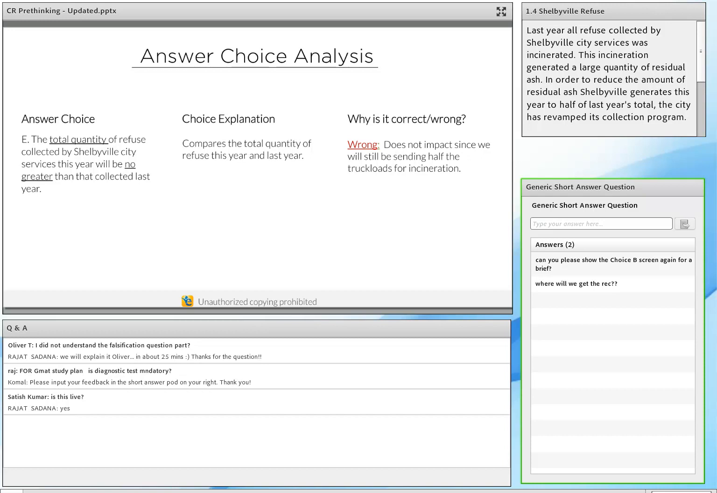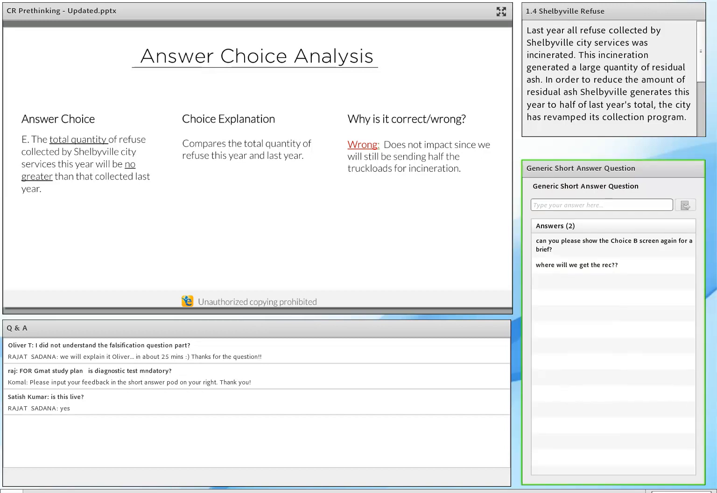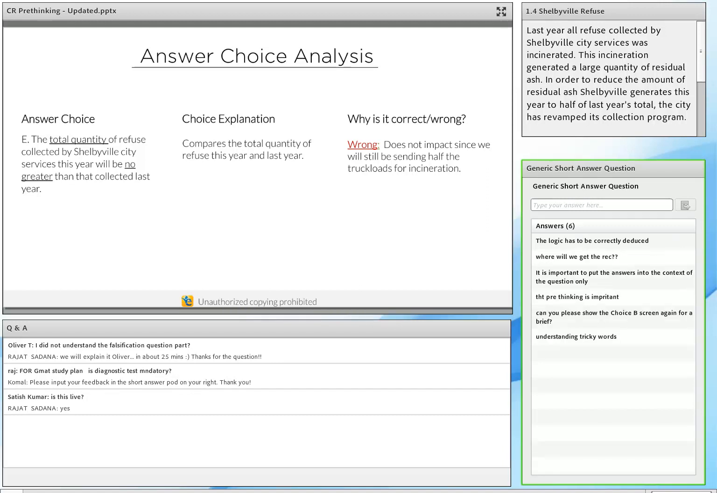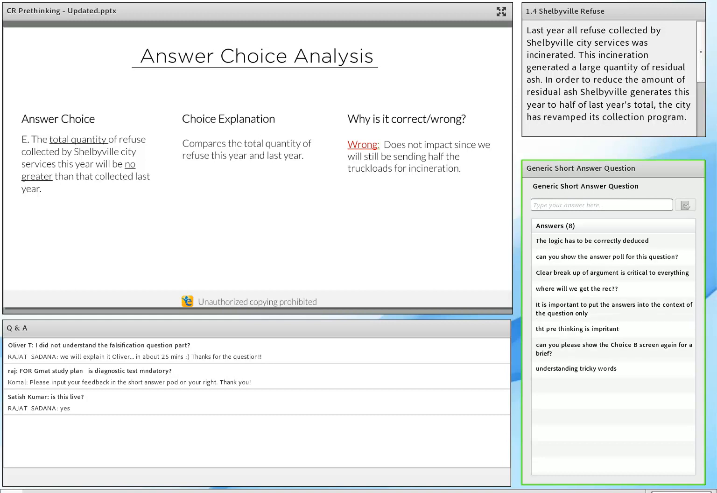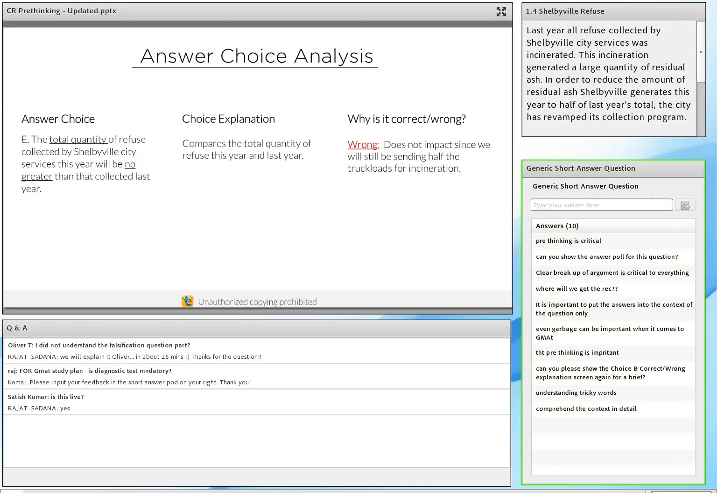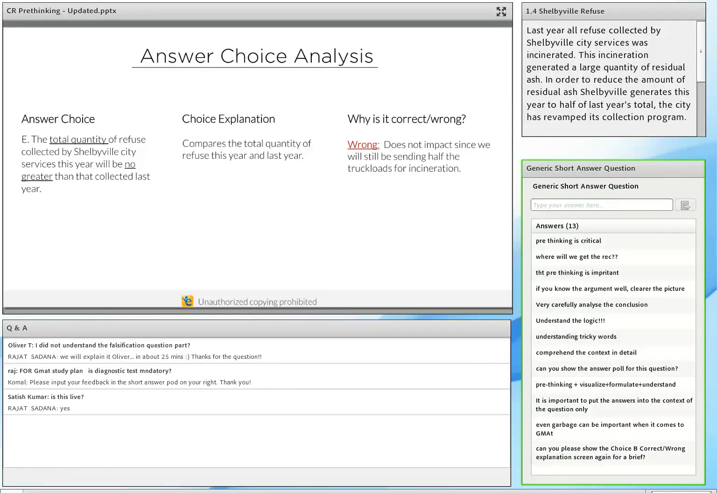What did you learn from this question? I'm going to tell you where you get the recording. It's important to put the answers in the context of the question only. Pre-thinking is very critical. The more you start doing pre-thinking, the more you're going to really understand the logic that the author uses. So that's really, really important.